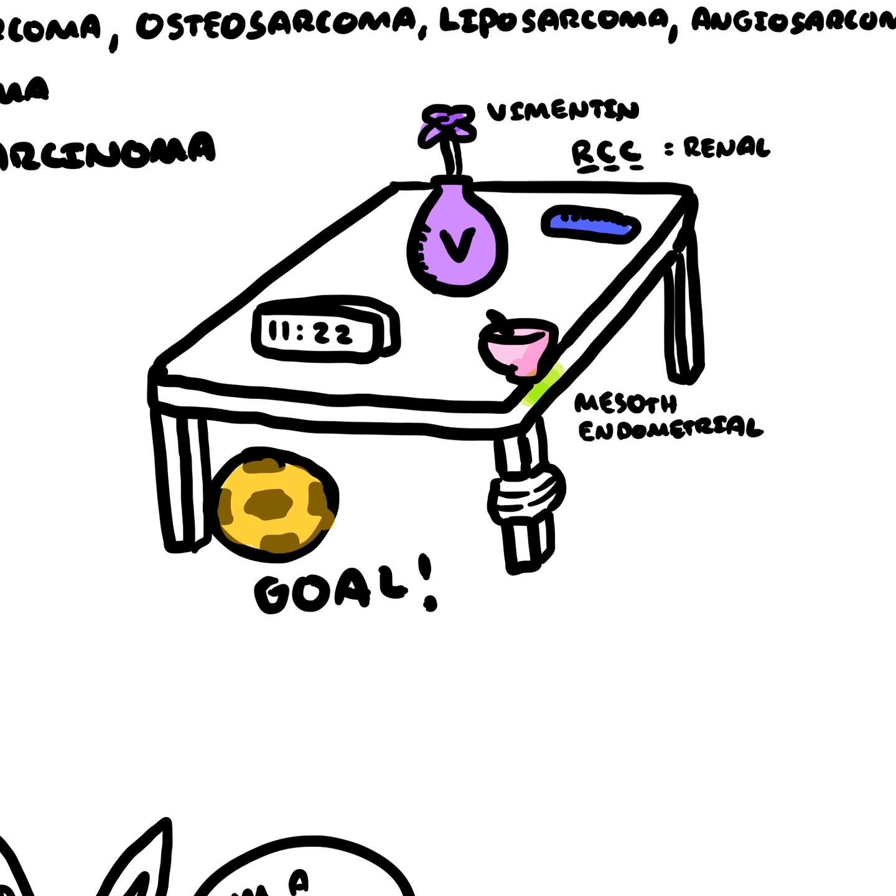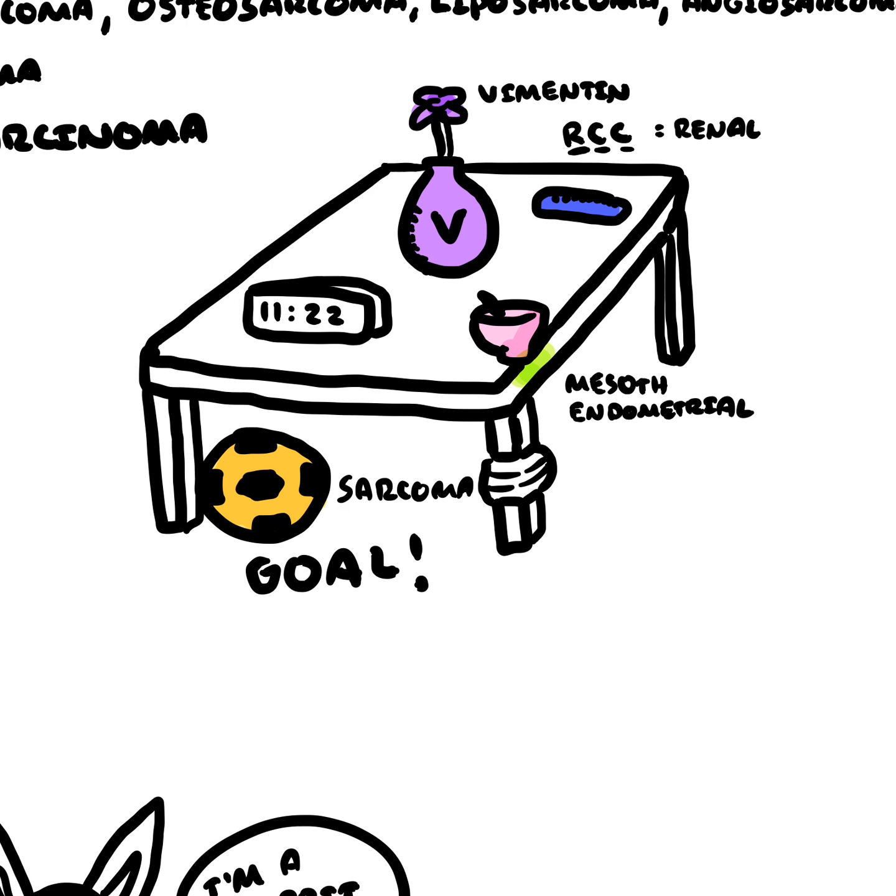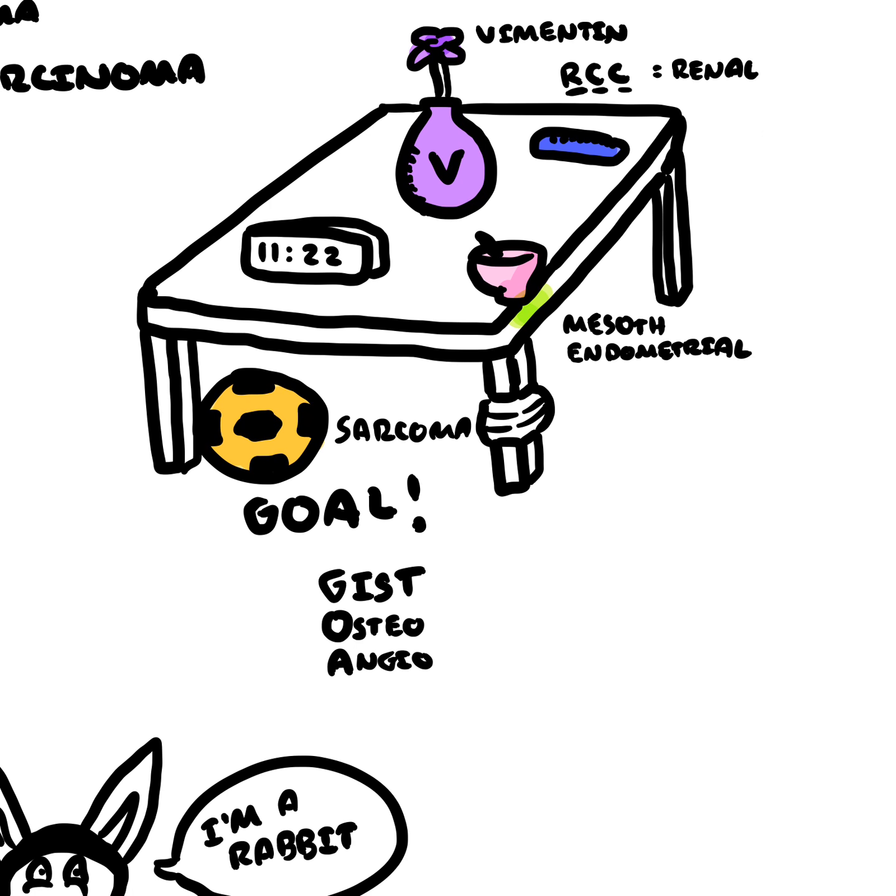Okay, then over here we have a soccer ball. And the soccer ball is to remind you of sarcoma. And then it says goal right underneath it. And why does it say goal? It's associated with certain types of sarcoma. So for the G, we have GIST, G-I-S-T. Then for the O, we have osteosarcoma. For the A, we have angiosarcoma. And for the L, we have liposarcoma. So just a bunch of sarcomas.